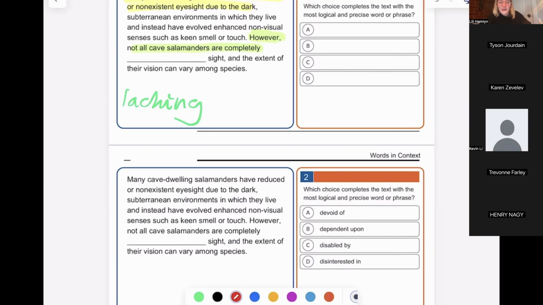Yep, perfect. Yeah, exactly. Here we could get rid of disinterested. That doesn't mean lacking. Disabled doesn't mean lacking. Dependent doesn't mean lacking. And so devoid of means like without or lacking. So we would want them that they're devoid of sight. Fantastic.